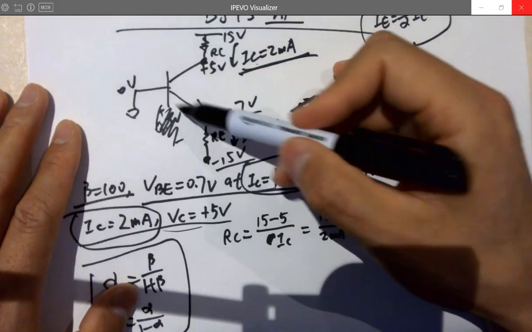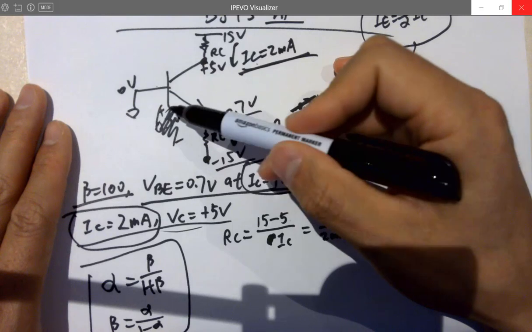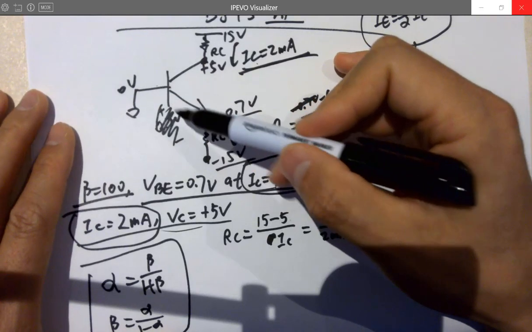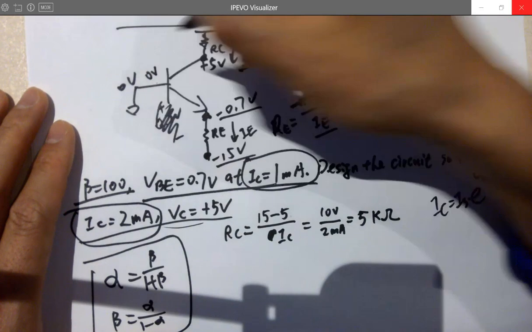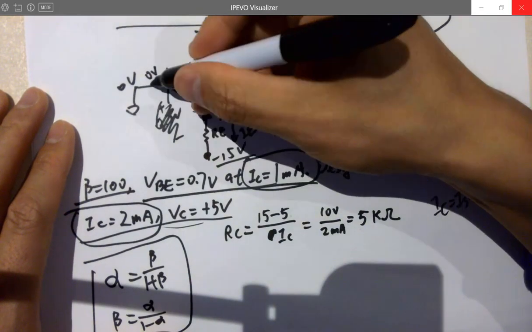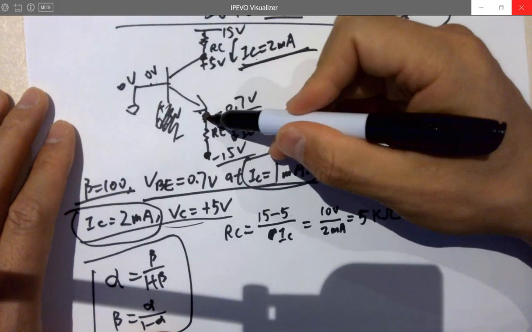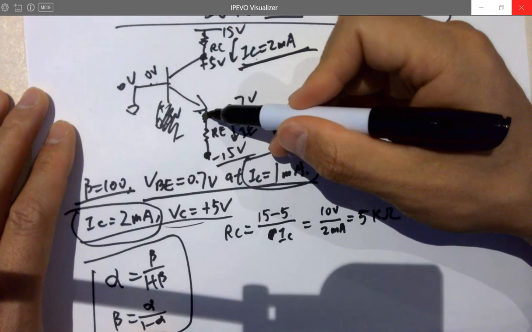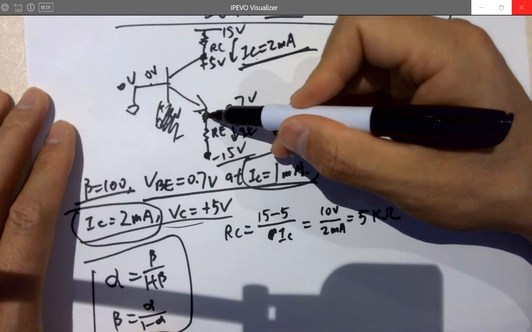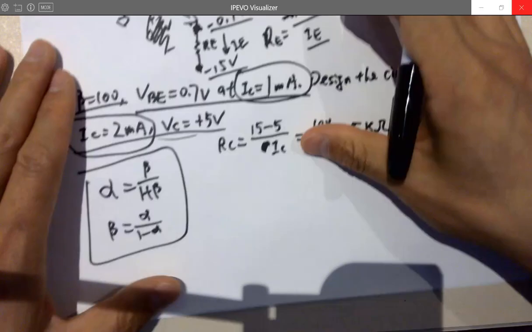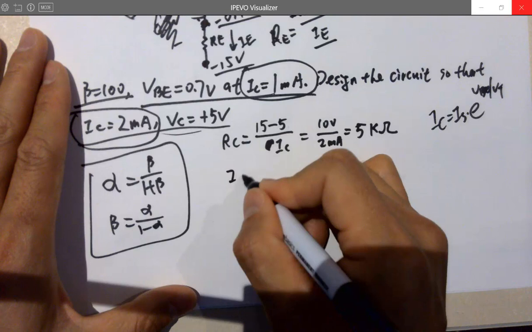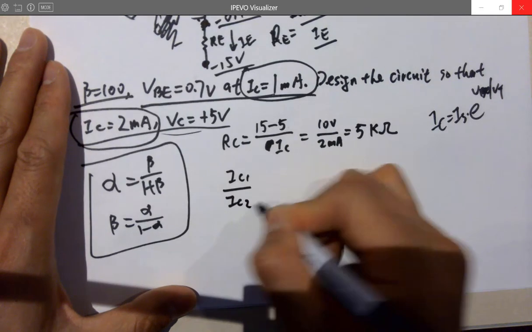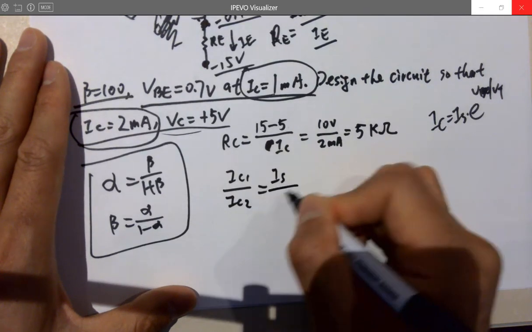Do we know VBE? Can we calculate for VBE? So the voltage here is 0 volts. If we get the voltage difference between here and here, we can definitely find the voltage at this point. Okay? So we want to calculate VBE. How do we calculate VBE? Remember? If this is IC1, IS is a constant.